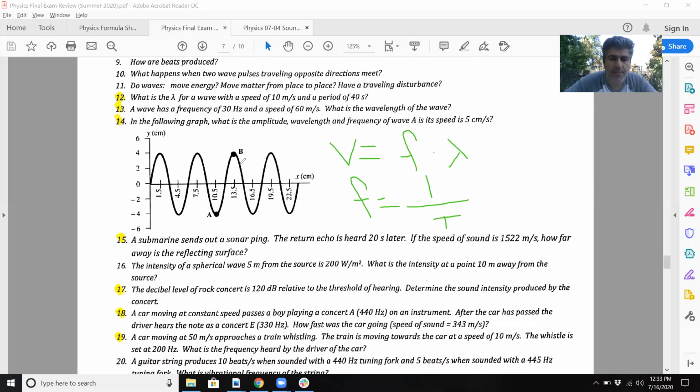For 14, you're asked to find the amplitude. That's just the height of the wave. Kind of already gave that to you right there. The wavelength is the length of one wave or one cycle. There's one cycle. Easy peasy. And then you should be able to get the frequency if you know the speed. Frequency is actually how many cycles you get per second. Might be easier just to use the formulas for that.